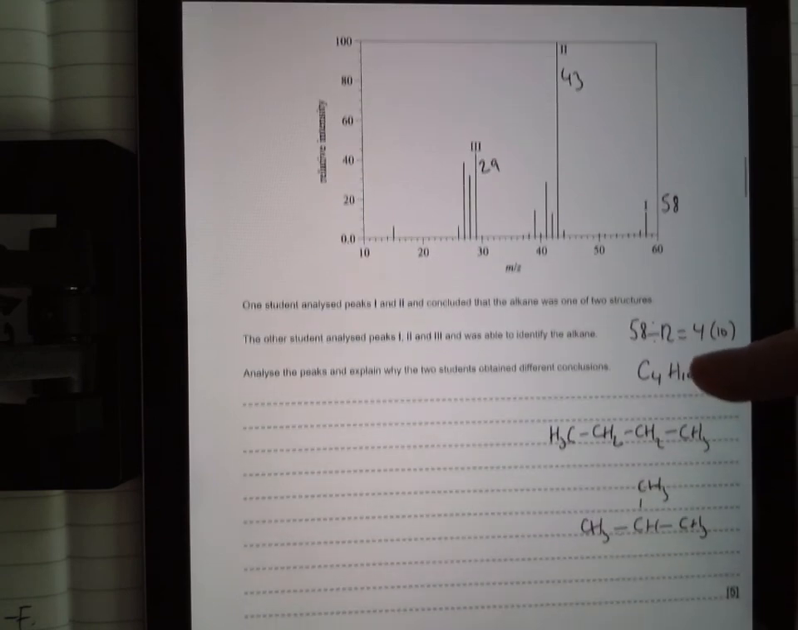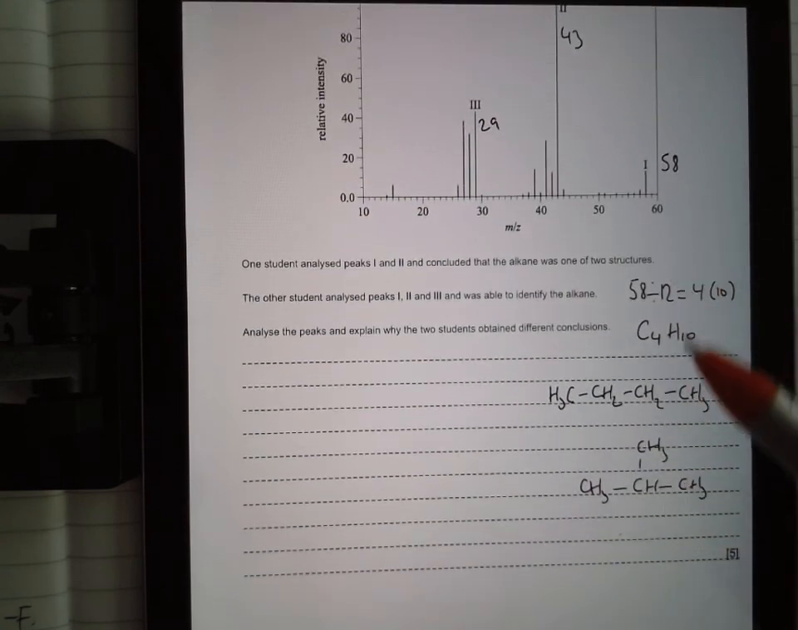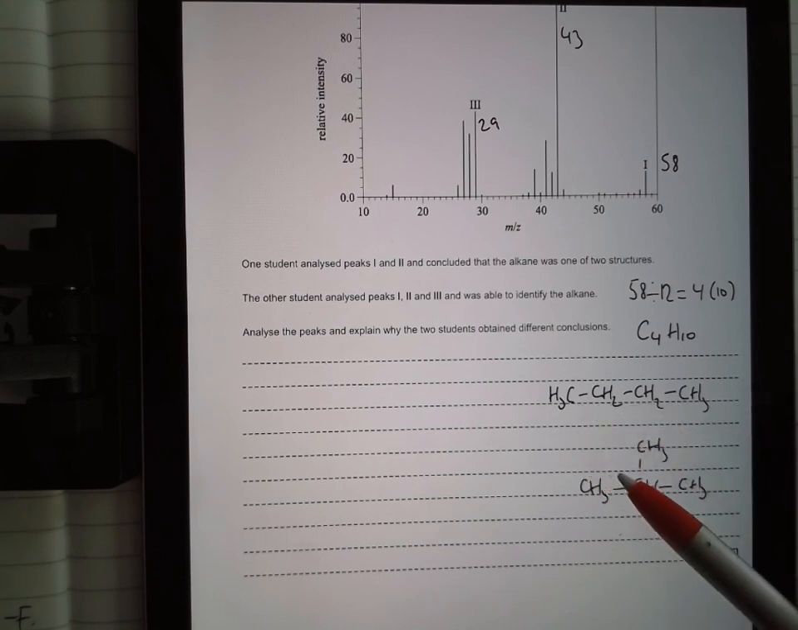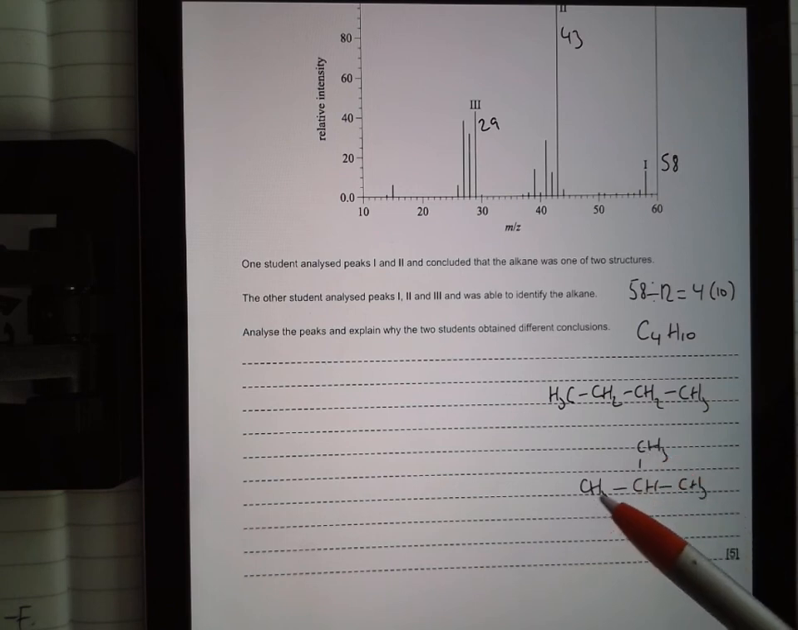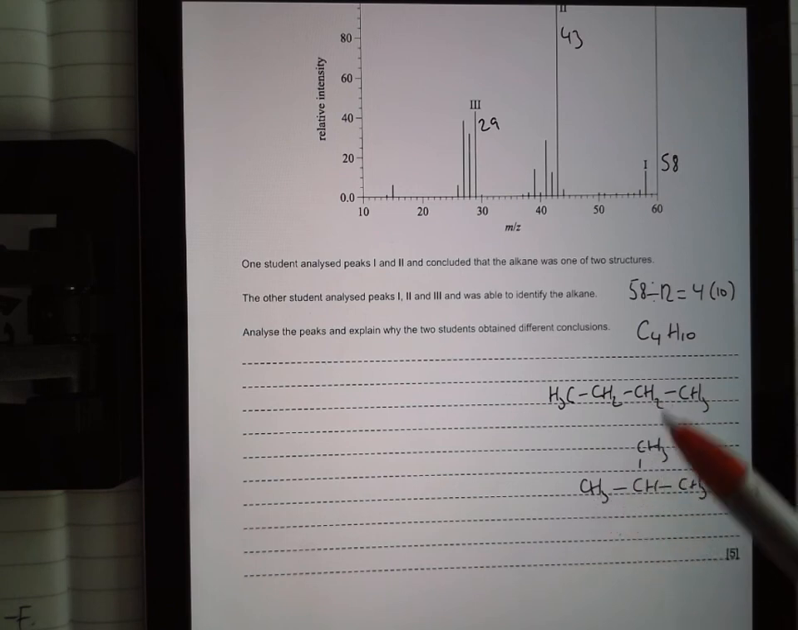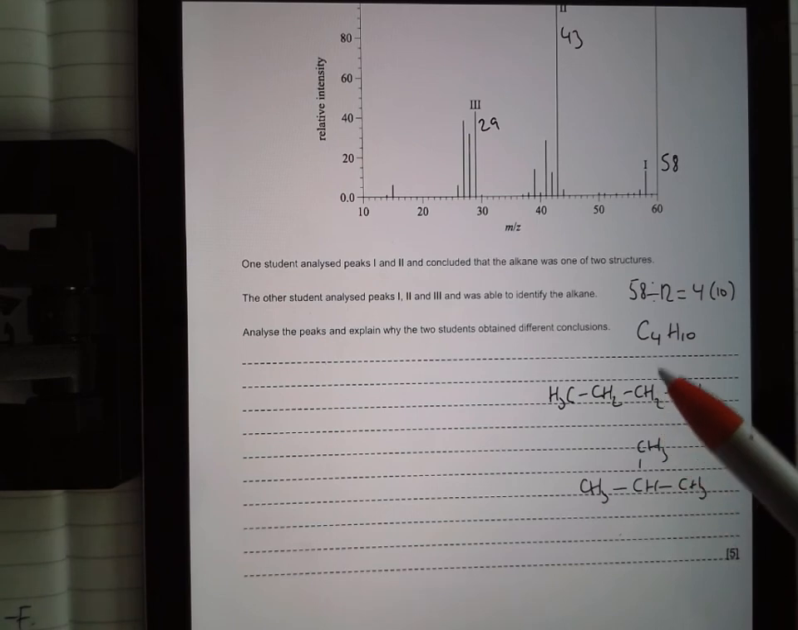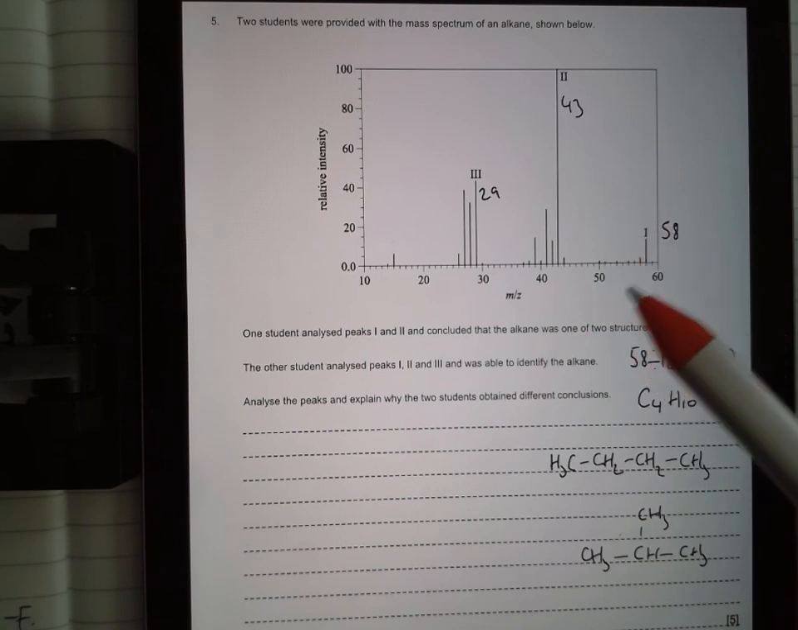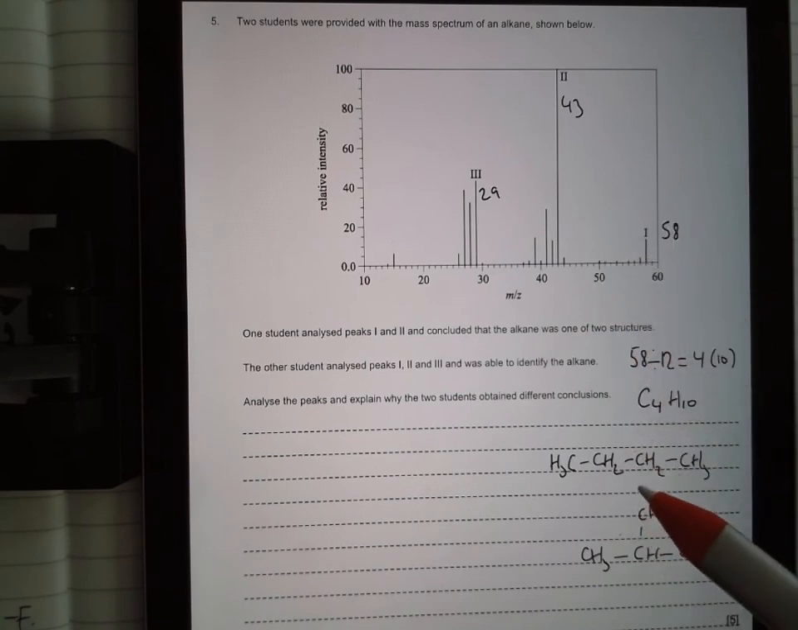But with C4H10, there are 2 ways that you can draw this. I can either draw it as a straight chain, butane, C4H10, or I can draw it as 2-methylpropane. Both of these structures are alkanes, and both have the molecular formula C4H10. So I need to look at more than just peak 1 to figure out what the actual structure is.